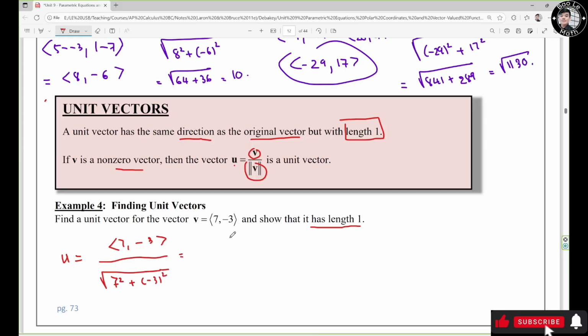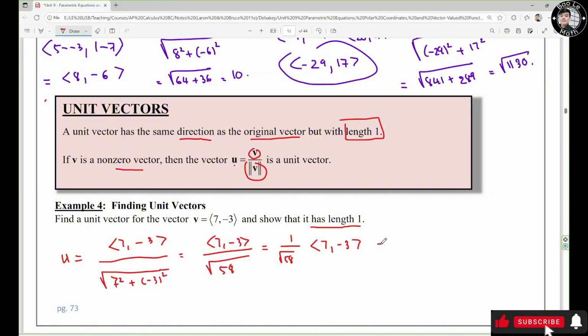So it's going to be 7 comma negative 3 over 7 squared equals 49. 49 plus 9 is going to be 58, right? So then I'm going to rewrite this one as 1 over square root of 58 times 7 comma negative 3, right? Now you just distribute this guy.